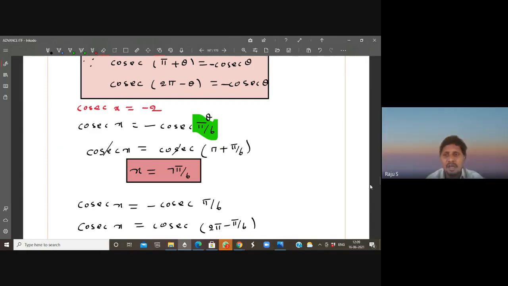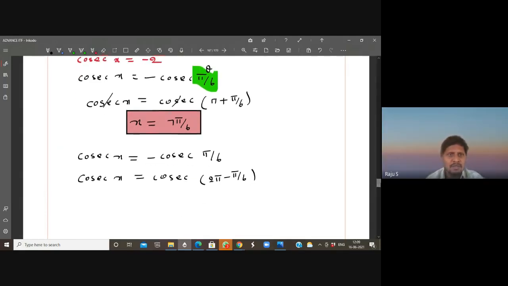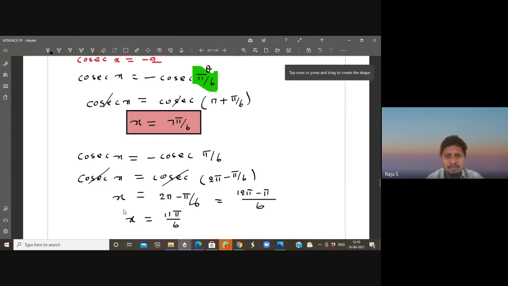Because plus would mean the first quadrant. Sometimes I check whether you are observing or not, right? See here, I wrote plus by mistake. So x is equal to 2 pi minus pi by 6. Now x is equal to 11 pi by 6. Am I right? Take the LCM, which is 6: 12 pi minus pi, that is 11 pi by 6. So try to write the proper steps. Okay, students?